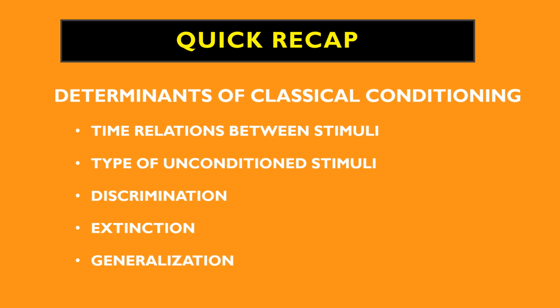Now let's have a quick recap of what we have learned. We have learned the determinants or the factors that affect classical conditioning: time relation between the stimuli, then the type of the unconditioned stimuli or the intensity of the conditioned stimuli, then discrimination, extinction and generalization. Hope you like this video on determinants of classical conditioning.